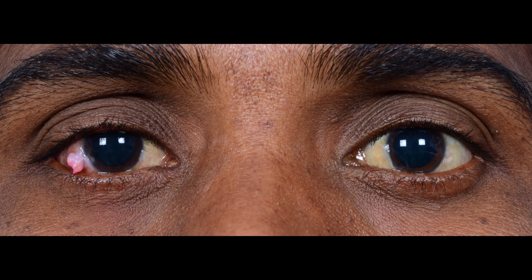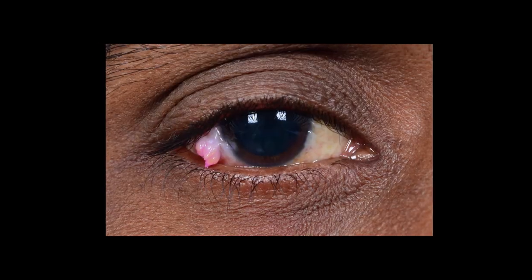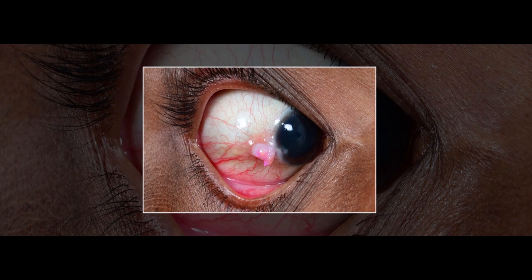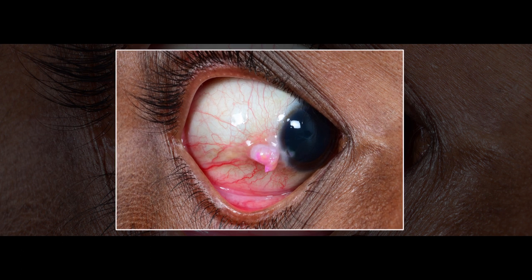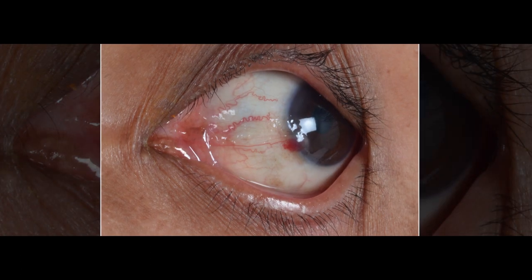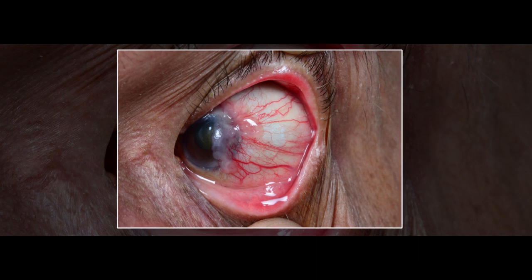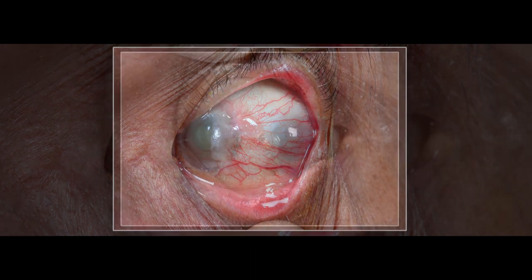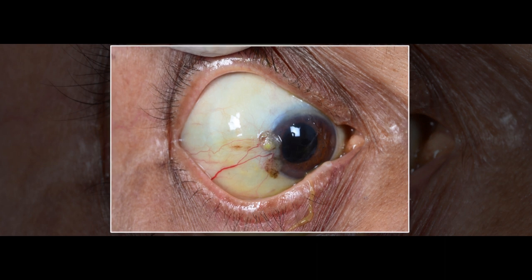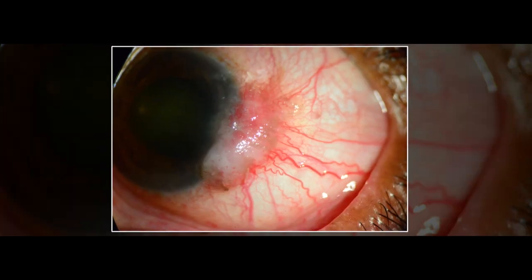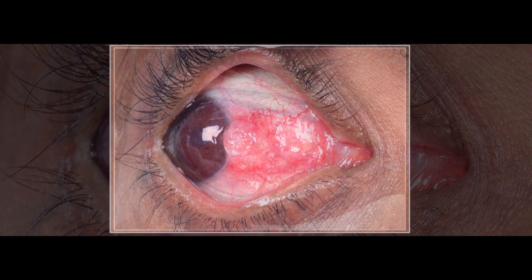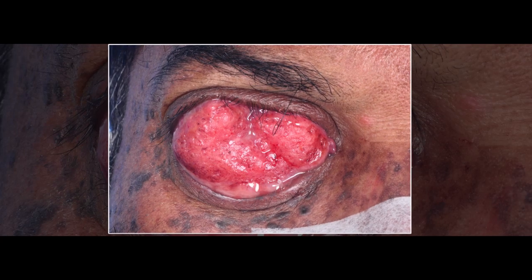Ocular surface squamous neoplasia, or OSSN, is the most common non-pigmented tumor of the ocular surface. OSSN is an umbrella term which describes a spectrum of benign, pre-malignant and malignant epithelial lesions of conjunctiva and cornea. It encompasses squamous epithelial lesions of ocular surface ranging from mild dysplasia to carcinoma in situ and squamous cell carcinoma.